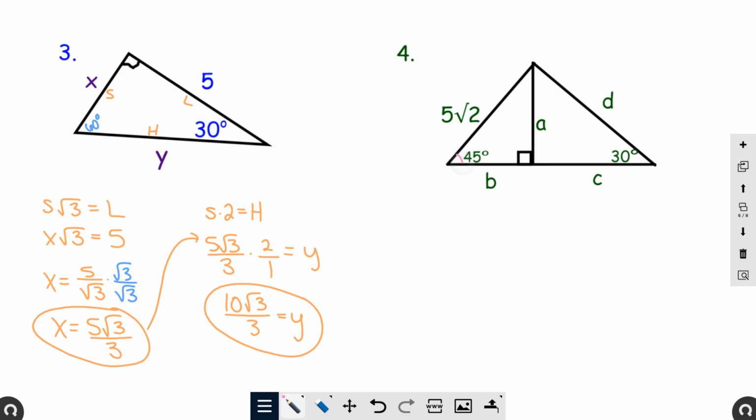It's isosceles. If this is 45, then this has to be 45. Some people call it a 45, 45, 90.